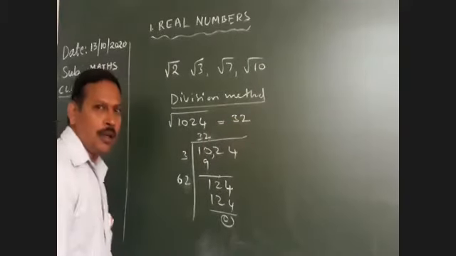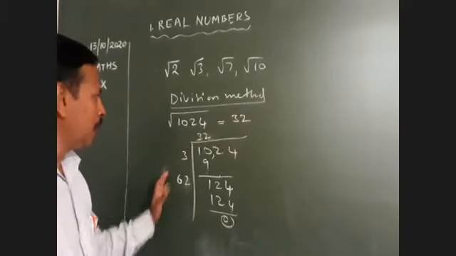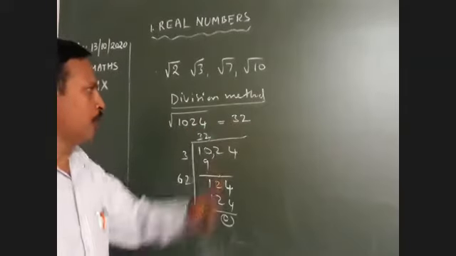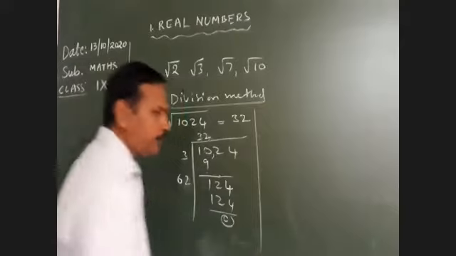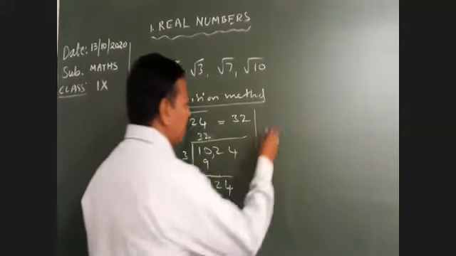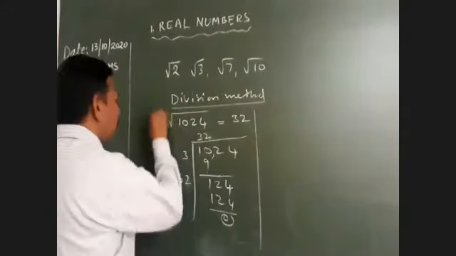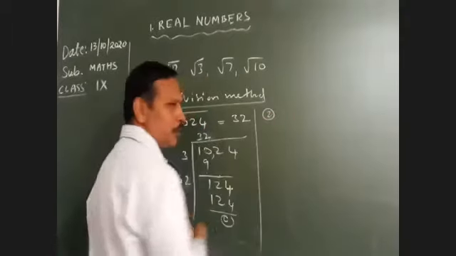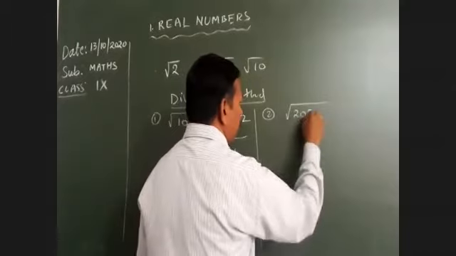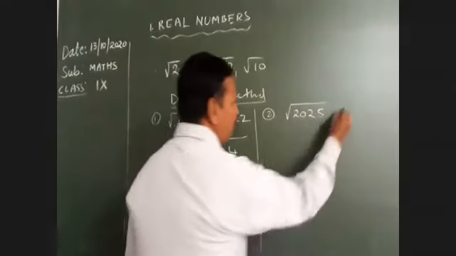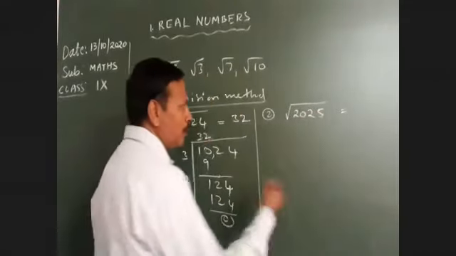This is the method we learned last year. Once again I am repeating: 1024, how to find the square root? 32. One more example I will take here. Suppose find the square root of, this is example 1, this is example 2, 2025. How to find the square root of 2025? Again, the method is the same.